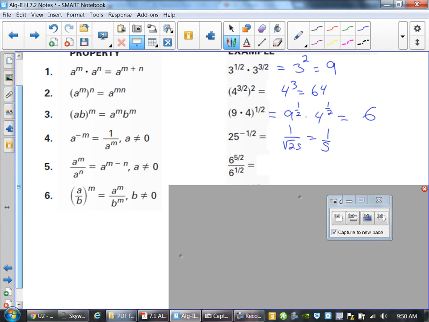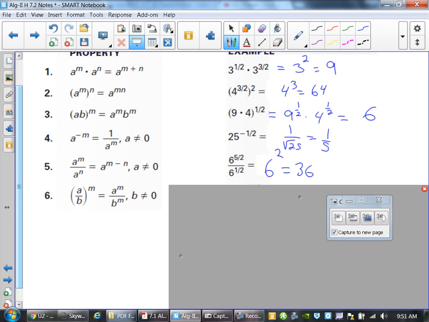Same deal here. Same base, different exponents. When you are dividing, you have to start thinking about who wins the game of war. 5 halves or 1 half? 5 halves. So what's 5 halves minus a half? 4 halves, which is 2. So I get 6 squared, which is 36. Okay.